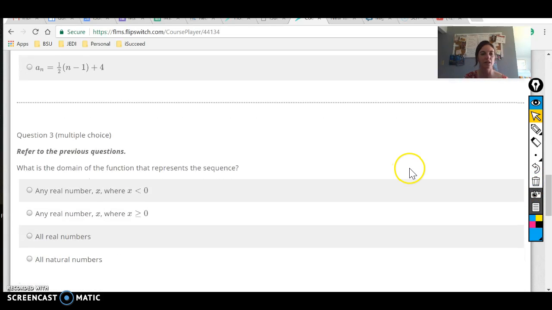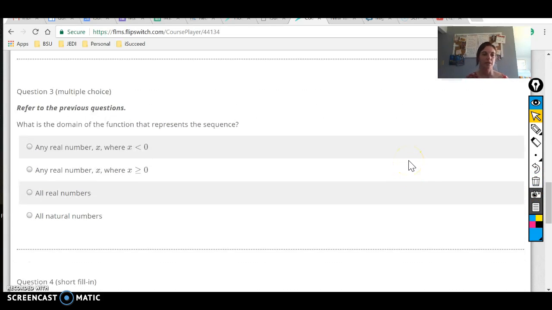All right, so I'm just going to rewrite it here in order to answer this question. What is the domain of the function that represents the sequence? So again, our function was our sequence actually, a sub n equals a sub 1 times r to the n minus 1. A sub n equals 4 times 1/2 to the n minus 1.